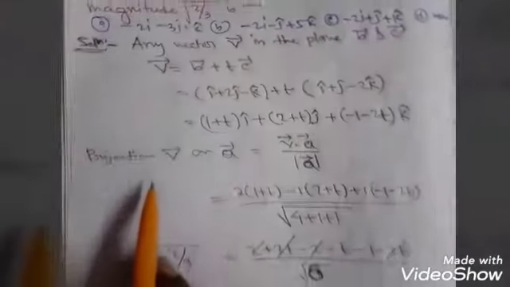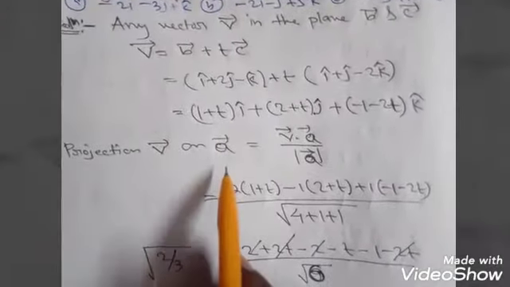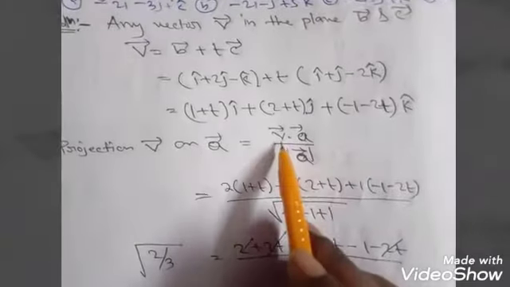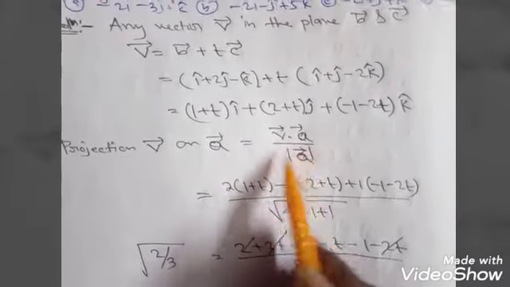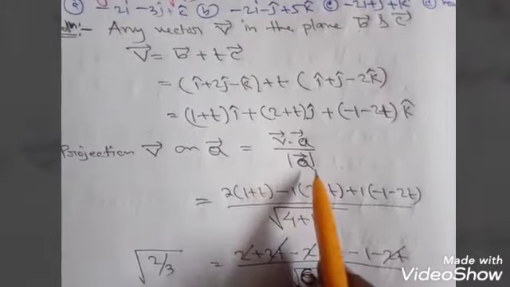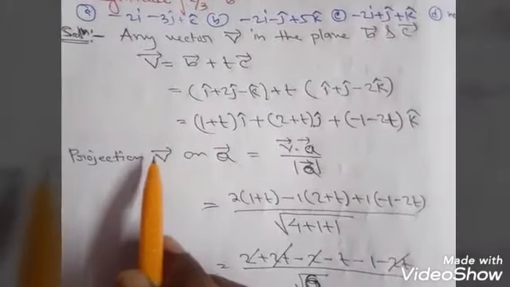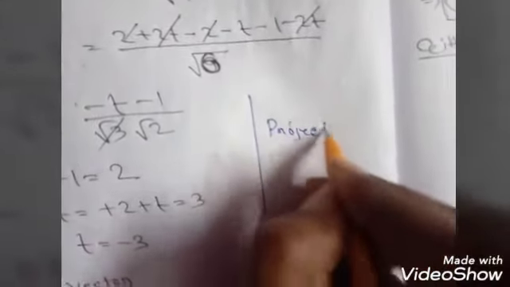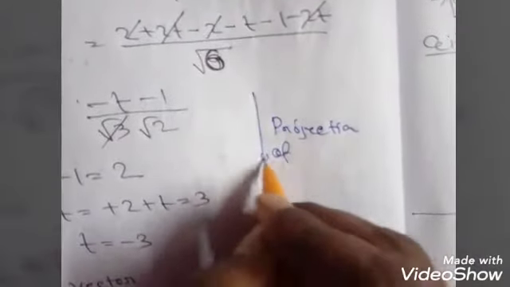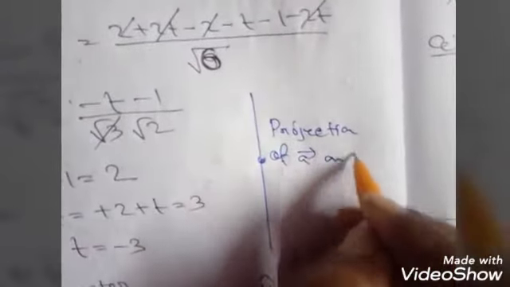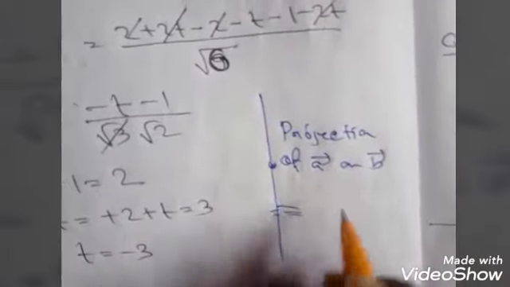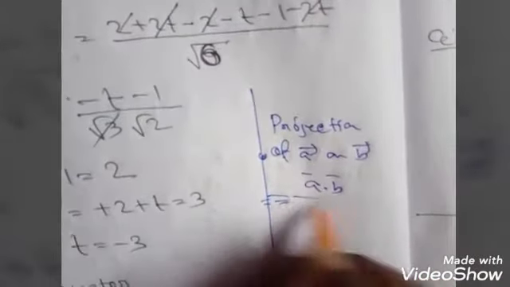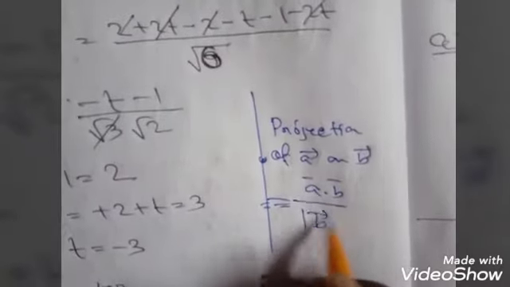The magnitude is given. So the projection of V vector on A vector, we know this formula: V vector dot A vector by modulus, meaning magnitude, of A. Projection of any vector on another vector, suppose projection of A vector on B vector, what is the formula? A vector dot B vector by modulus of B vector. This is our formula. Okay.